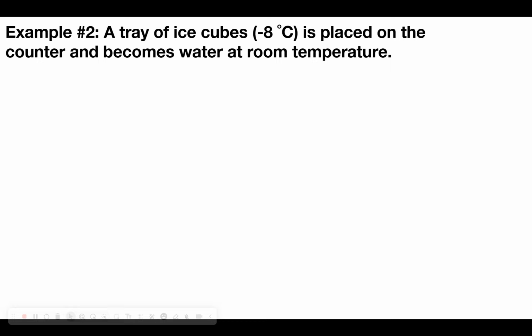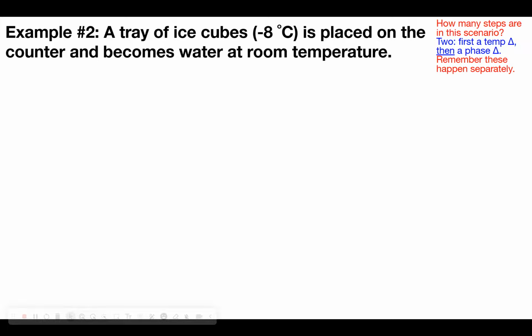Let's look at a second example. A tray of ice cubes is -8 degrees Celsius and is placed on the counter to become water at room temperature. How many steps is this? Would ice go directly to room temperature if it starts at -8 degrees Celsius? Think back to your icy hot lab. The answer is 2 steps, right? It's got to first warm up to, what temperature does water melt at? Hopefully you said 0 degrees Celsius. It's got to warm up to 0 degrees Celsius. Then it can melt finally to water.